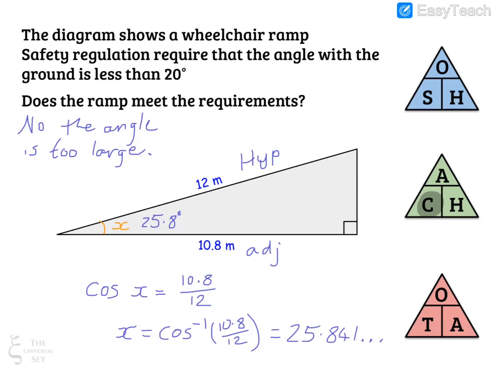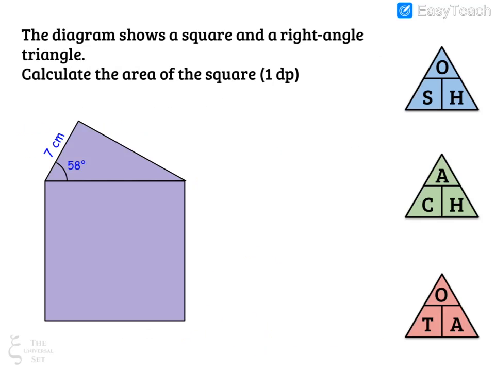Okay, good. We're going to do one more example then. The diagram shows a square and a right-angled triangle. And we should mark on where that right angle is. It's this bit up here, right? There's my right angle. And we're asked to calculate the area of the square.